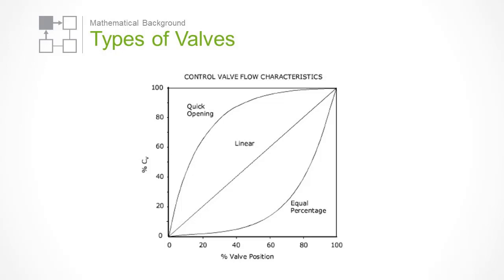A quick opening valve obtains larger flows initially at lower valve openings. As the valve opens further, the flow increases at a smaller rate. An equal percentage valve initially obtains very small flows at lower valve openings. However, the flow increases rapidly as the valve opens to its full position. HYSYS allows you to model all of these valves. A fourth option also exists where you can define your own percent CVs for various valve percent openings.